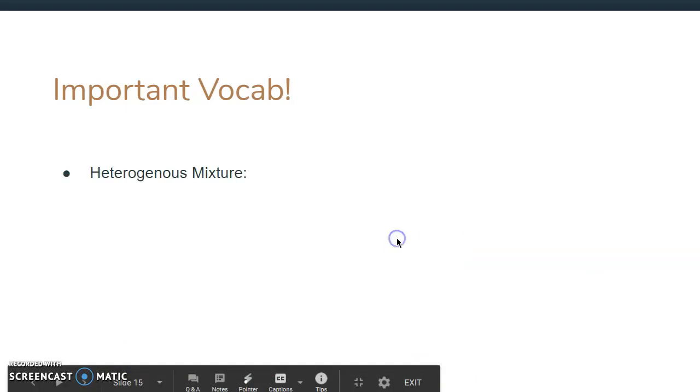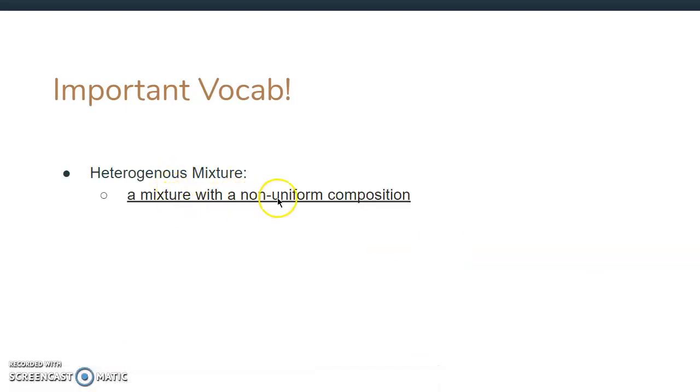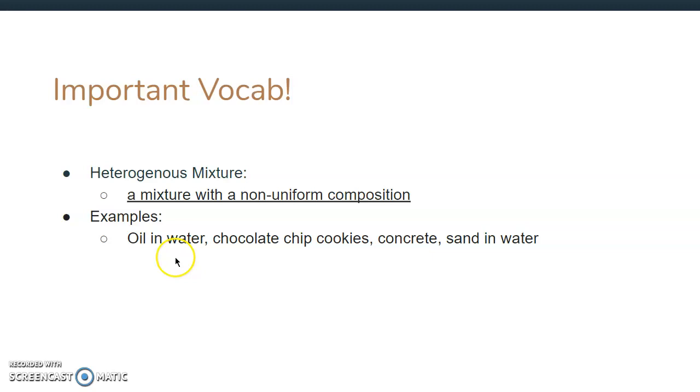Our next word is heterogeneous mixture, which is a mixture with a non-uniform composition. Our root word hetero means different, and so it's non-uniform. Some great examples are oil and water, again, my chocolate chip cookie idea, concrete, and sand and water. If you've ever had oil in a pan or on a plate and you try to wash it, you can see that it will not want to wash off unless you have soap on it, right? So the water and the oil, if you mix it together, would have two very distinct layers.